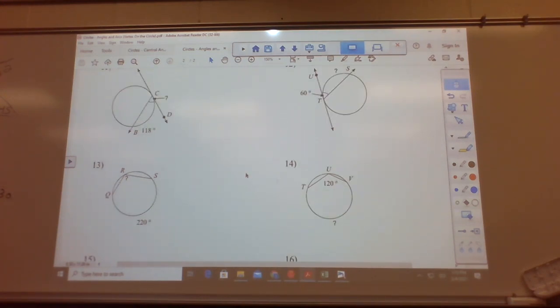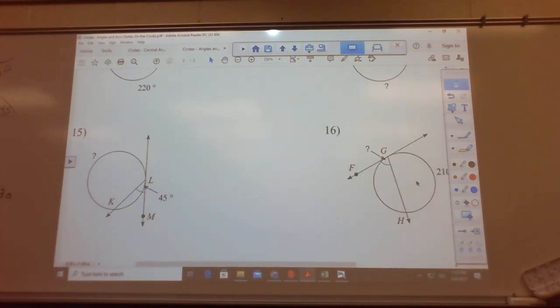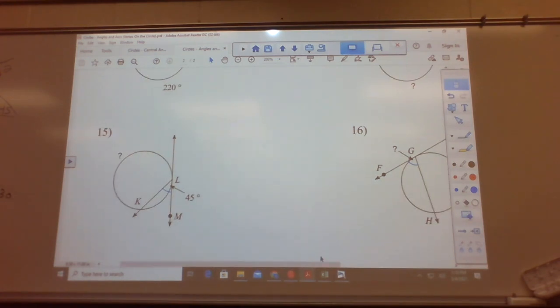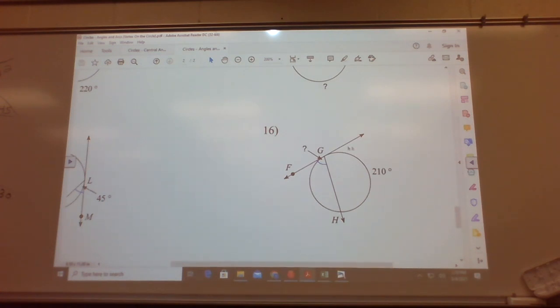13, 14 are really easy also. Just be careful which direction you're going. 15 starts the ones that are going to take a little bit more effort because my arc is here, my angle is here. So you got to change sides. So be careful on 15. Same as 16. 16, my angle's here, my arc's here. So you're changing sides. It takes more steps.